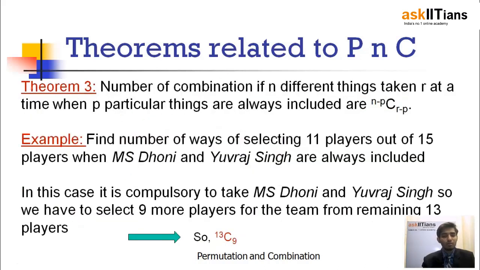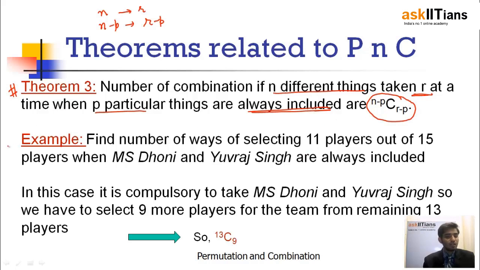Let us see theorem number 3. Theorem 3 says that the number of combinations of n different things taken r at a time, if p particular things are always included. So I have n things out of which I want to select r things, but it is given that p particular things are always included. So if I want to always include p particular things, now I have to select r minus p things out of n minus p things. So the total number of ways of doing this will be (n minus p)C(r minus p).